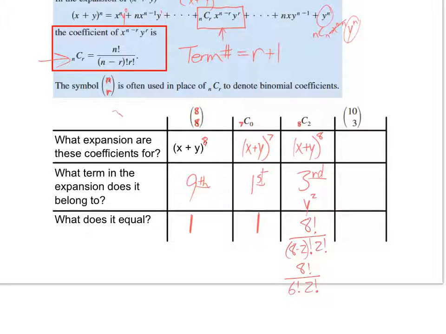How do we simplify this? Good, get rid of the 6 factorial. And what's left on top though? 7 and 8. Good, 7 times 8, because you count down: 8 times 7 times 6 times 5 times 4. But the 6 and on down cancels with the 6 factorial. So 8 times 7 is 56. What's 2 factorial? It's 2, so it'll equal 28.